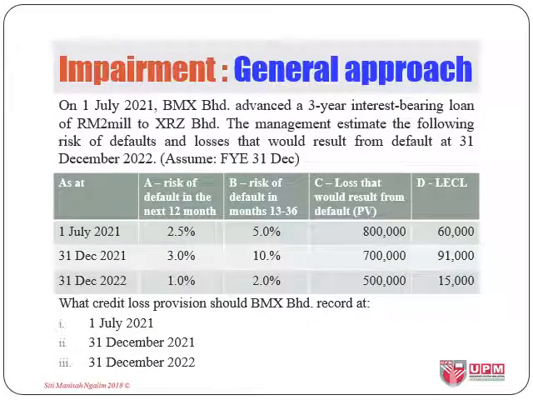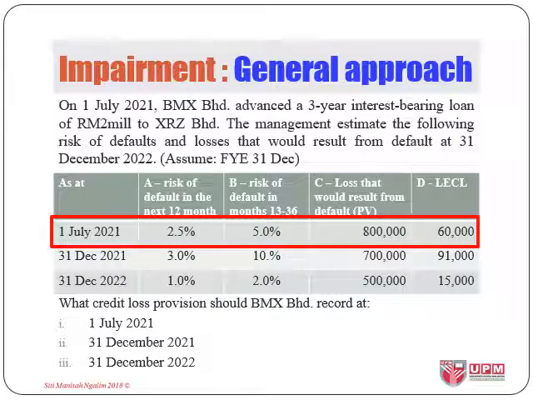Let's look at another example. Here we have VMX Berhad who granted an advance to XR Sec Berhad for 3 years. VMX Berhad did some assessments and came up with this result. On 1st July, the 12 months risk of default is at 2.5%, and for the next 13 to 36 months, the risk of default is at 5%. The cash shortfall, if defaulted, will be 800,000, and this amount is after discounting. The last column shows the LECL or lifetime ECL at 60,000 ringgit, where the risk of default is 7.5%, given by the 12 months percentage risk plus the percentage risk thereafter.